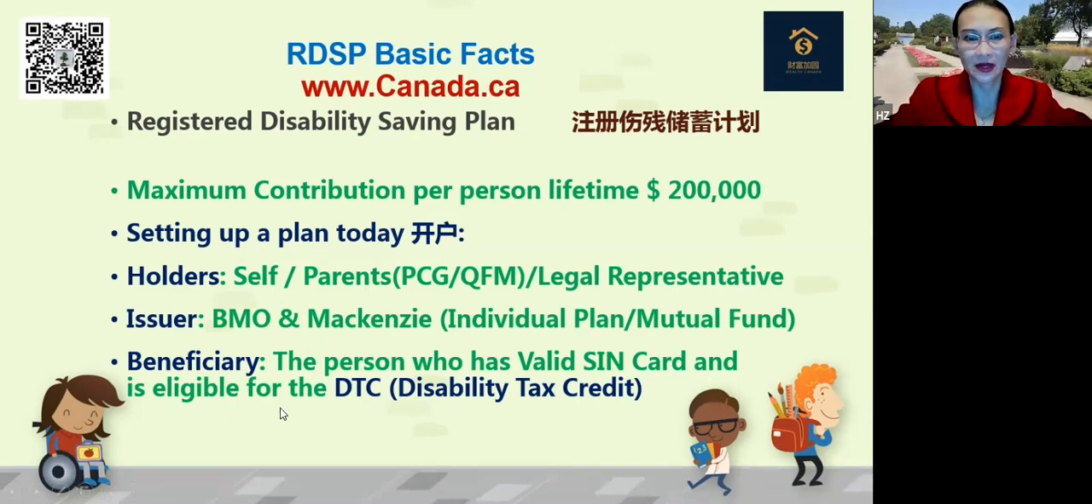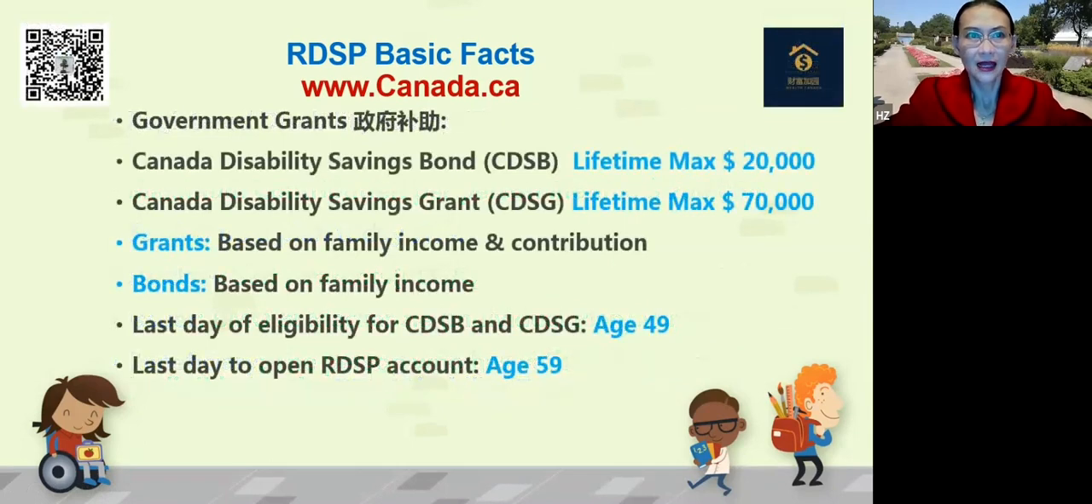So this we already mentioned. For the government grants and also bonds, there are two portions. One is the bonds. The lifetime maximum is 20,000. For the government grants, the maximum is 70,000. And the grants are based on family income and contribution. So the lower the income, they will maximize the grant quicker and faster. And the bonds also work in the same way.